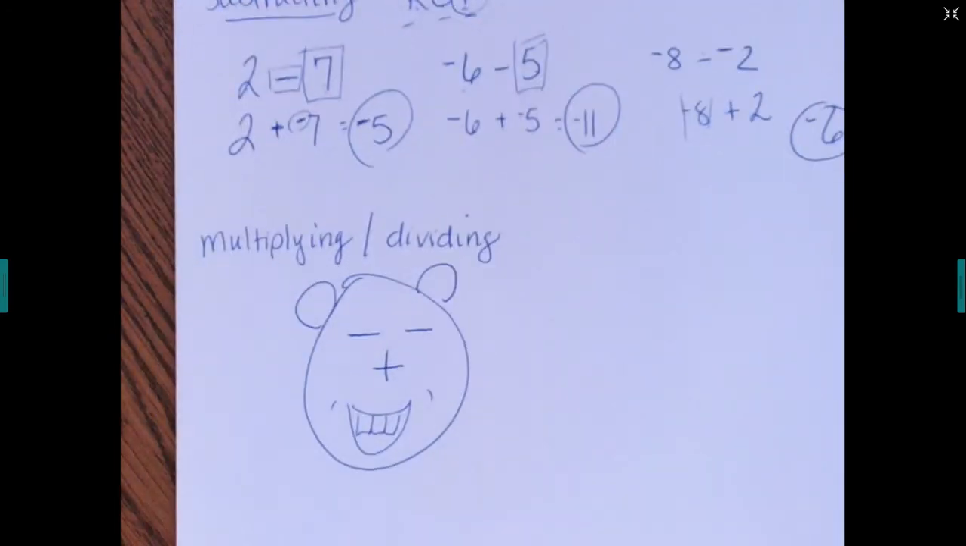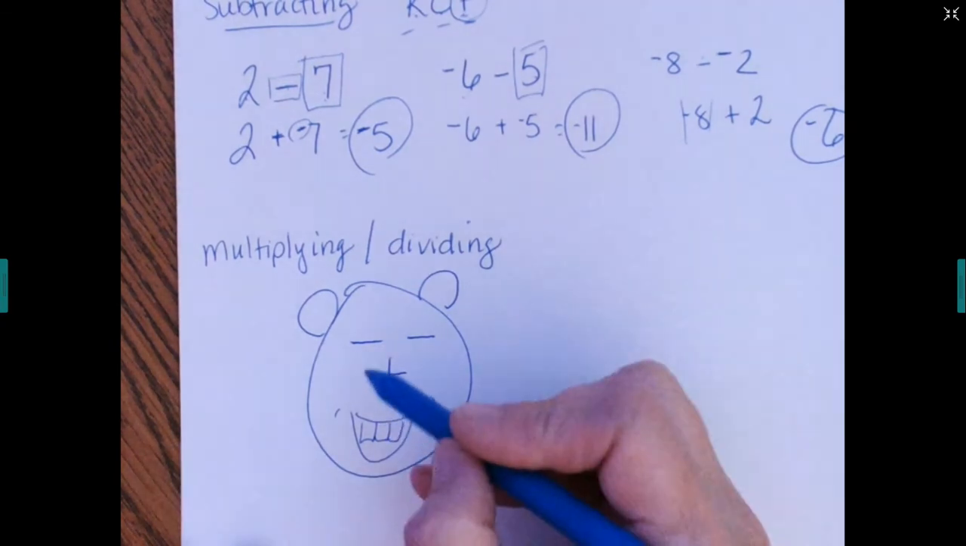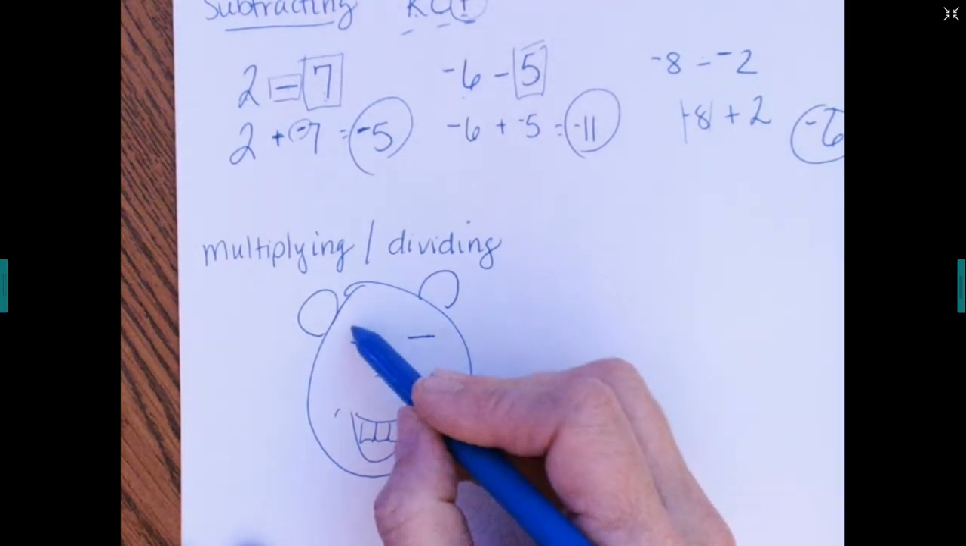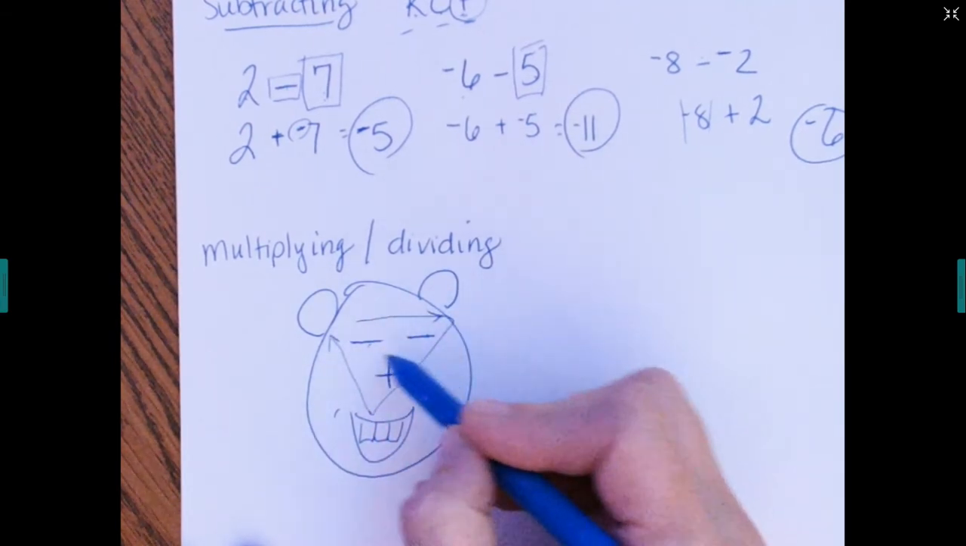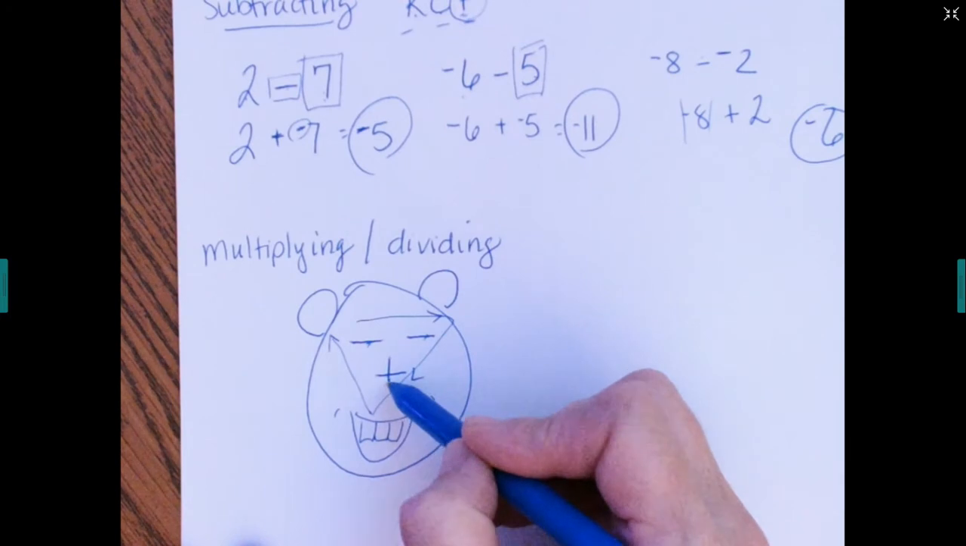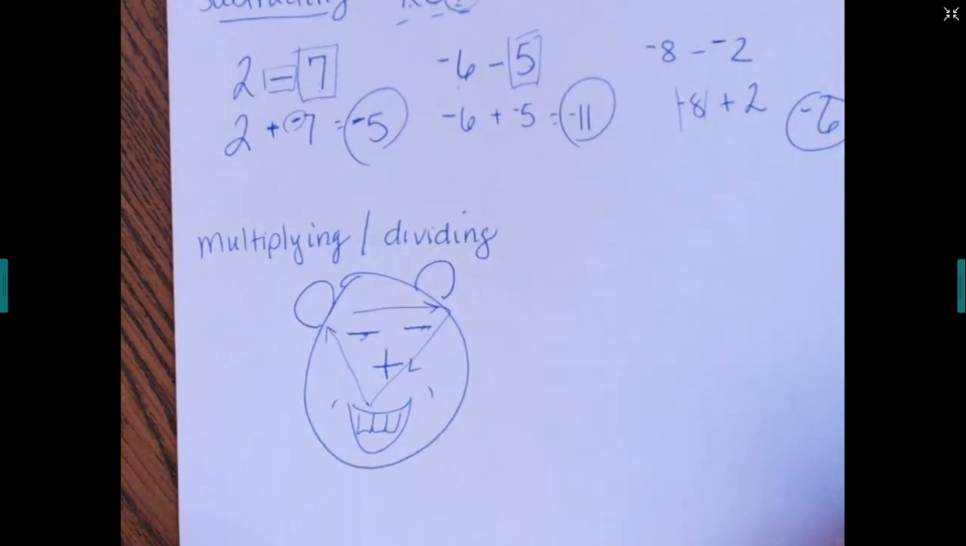Multiplying and dividing is actually kind of easier because it's the same thing regardless of what you're doing. And we use the little panda. I gave him a smiley face for you. We use the little panda to remind us a negative and a negative equals a positive. Remember, you follow in a pattern of a triangle. A negative and a negative is a positive, a positive and a negative is a negative, and a positive and a positive is a positive.